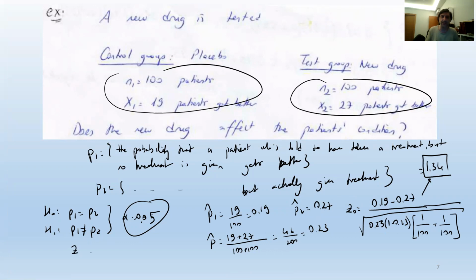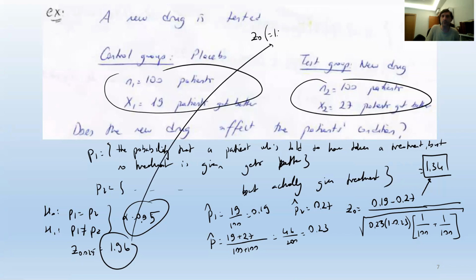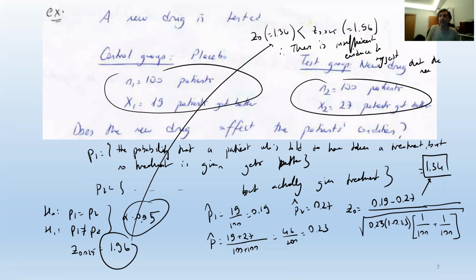So what we need is to compare it with some critical value. The upper critical value here, since alpha is equal to 0.05, we are interested in 0.025, which is equal to 1.96. And comparing these two, as you can easily see, Z0 value, which is equal to 1.34, is smaller than Z0.025, which is equal to 1.96. Therefore, there is insufficient evidence to suggest that the new drug is effective.